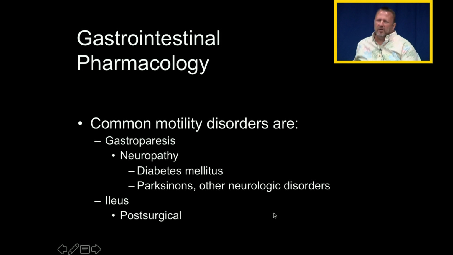Other degenerative neurologic disorders, pretty much any neurologic disorder, if it goes on long enough, can cause motility disorder through gastrointestinal paresis. Ileus is usually post-surgical. Ileus is a failure of peristalsis through the gastrointestinal tract. And not only will fluid collect in the gastrointestinal tract, but gas will collect in the gastrointestinal tract as well, causing them abdominal distension and eventually pain.